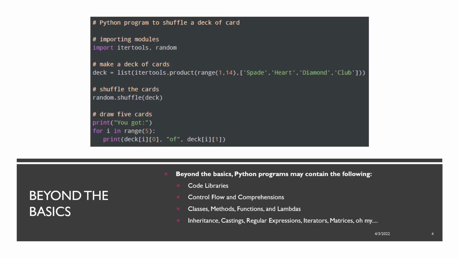basic, but it uses some stuff that's beyond the basic, which is code libraries and control flow. There are also comprehensions, list comprehensions. There are also things called classes, methods, functions, lambdas. There's all kinds of fun stuff here. We also have inheritance, casting, regular expressions. You saw some iterators here, or itertools that we use, matrices, and yeah, there's a lot.